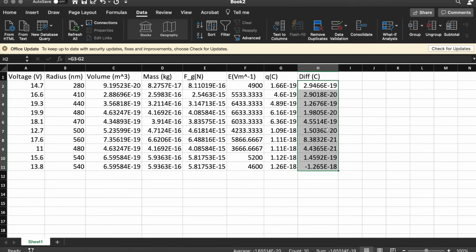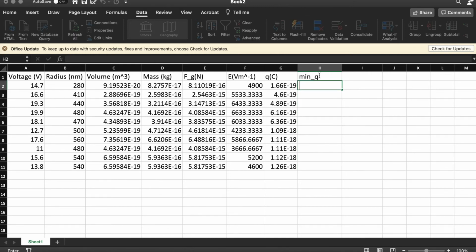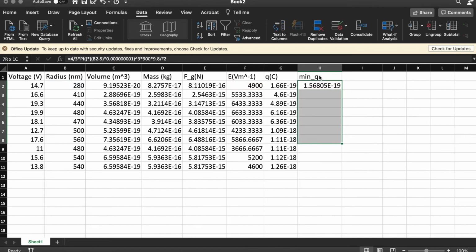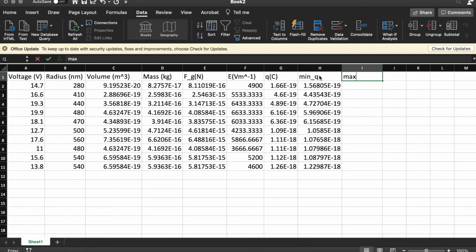To find a more accurate estimate of the charge on an electron, you need to take into account the error in the radius measurements. These could vary by about plus or minus 5 nanometers. To find the minimum charge, repeat the previous calculations, but subtract 5 from the radius. Again, to find the maximum charge, add 5 to the radius.